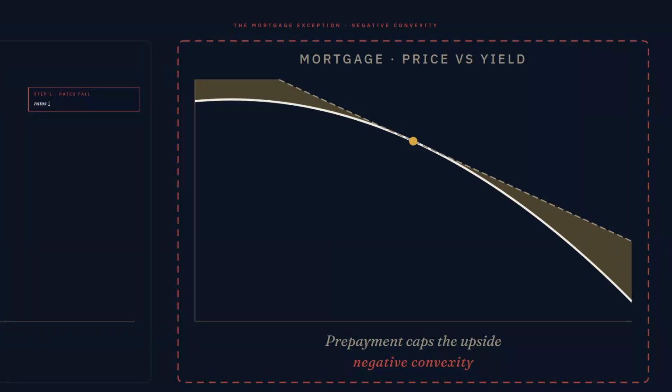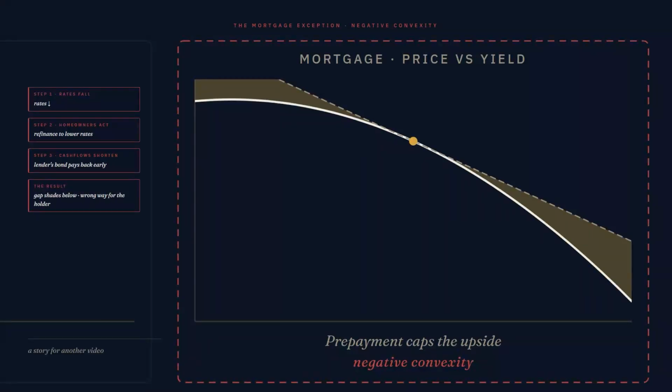Mortgages are the famous exception. When rates fall, homeowners refinance and the cash flows shorten on the lender. The gap shades below the line instead of above. Convexity exists, but it points the wrong way for the holder. And that's a story for another video.